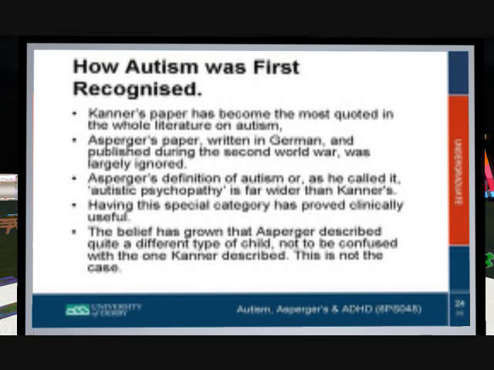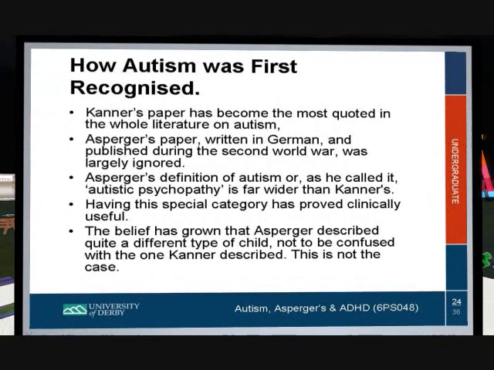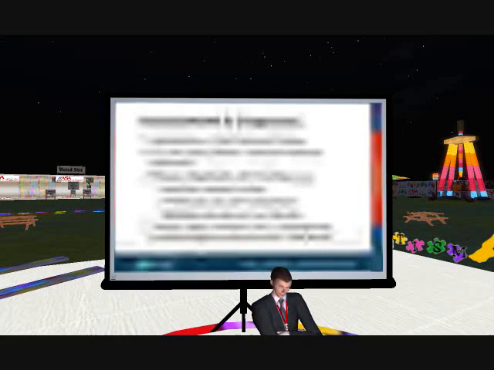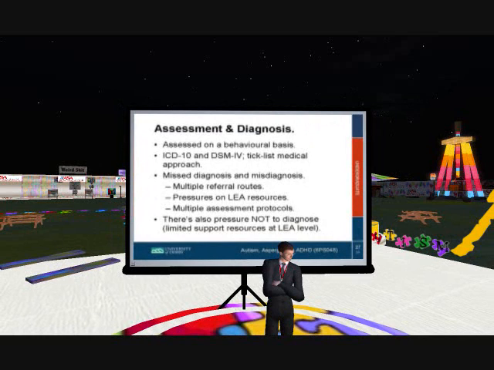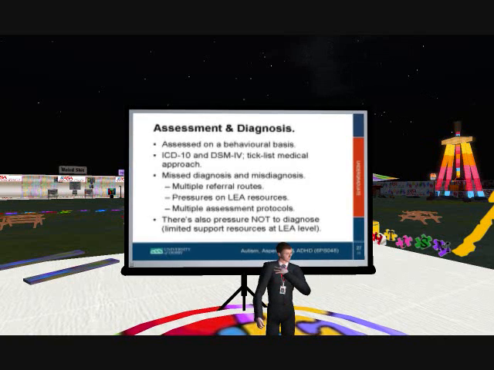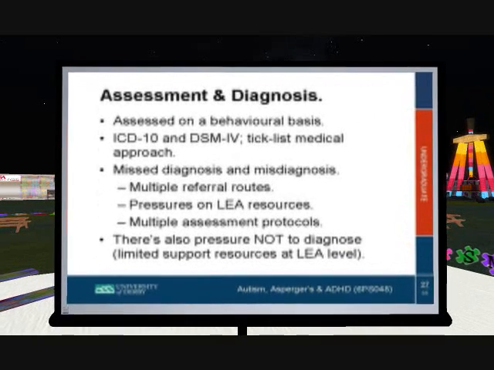I'm just going to skip these pages because we're running out of time here, and come on to something perhaps a little bit more pertinent about assessment and diagnosis. I want to introduce you to perhaps how today we characterise autism. So there's the ICD-10, which is the International Classification of Diseases, volume 10, and the DSM, the Diagnostic and Statistical Manual of Mental Disorders version 4, and this is the checklist or tick list medical model approach. If you have enough symptoms, you'll get a diagnosis.